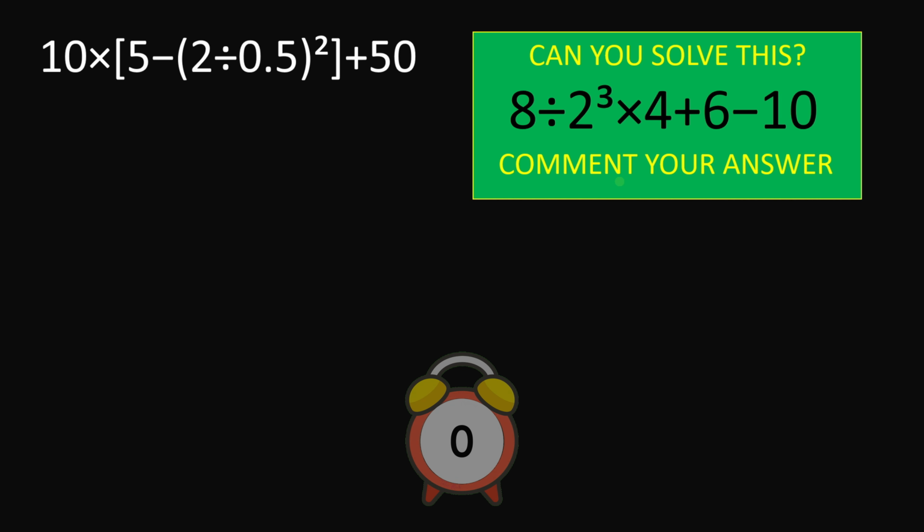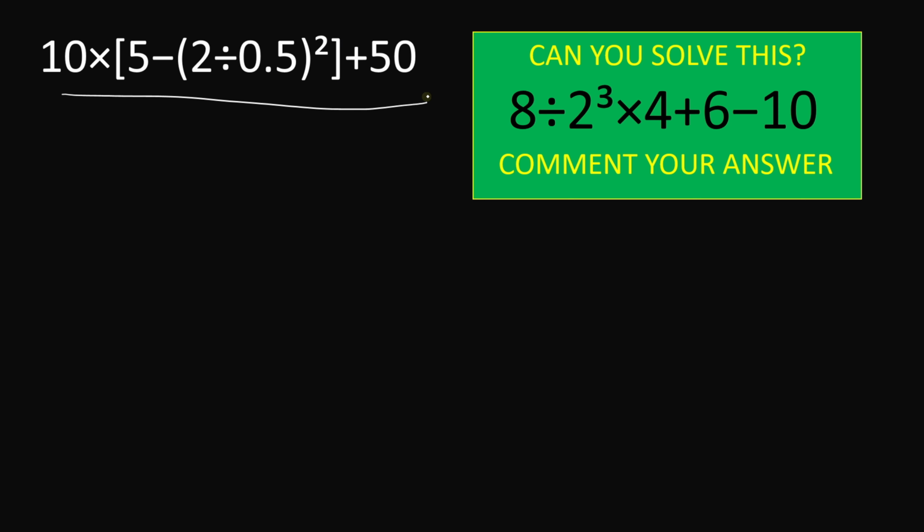Your time's up. Here our question is 10 times (5 minus 2 divided by 0.5) squared plus 50. This is the question, and here is also the bonus question. And we will follow PEMDAS. Okay, so as we know, we have to solve this parenthesis part first.